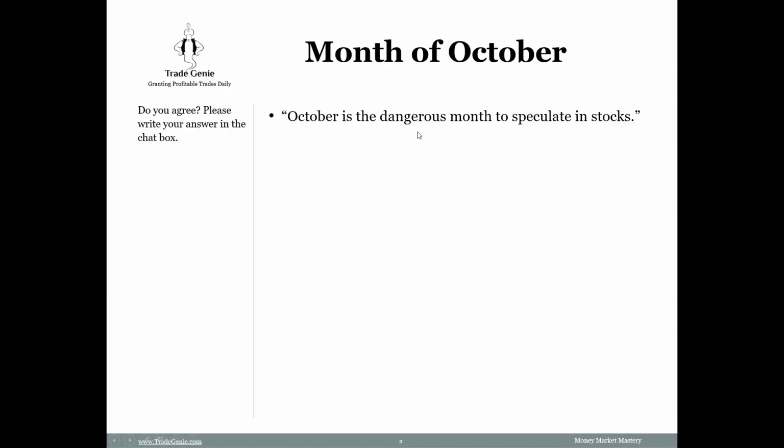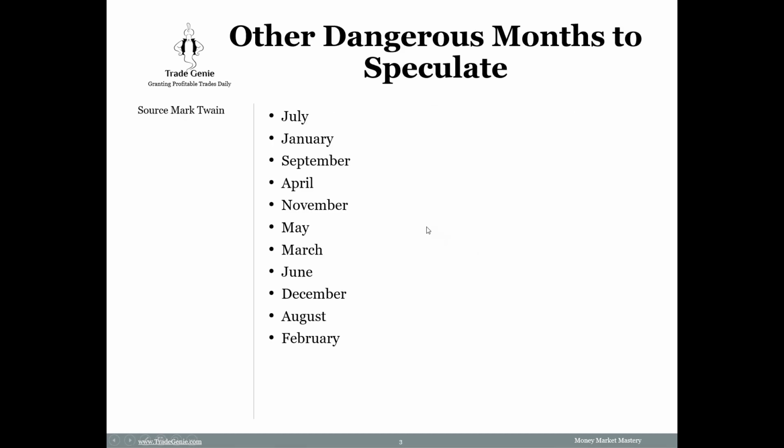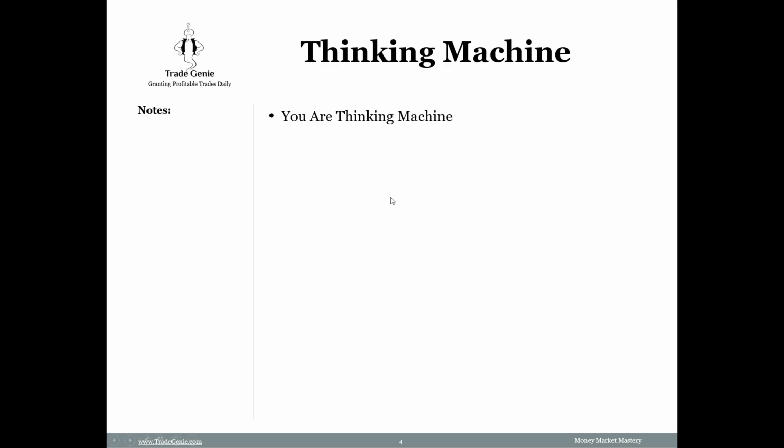This is what I found. October is the dangerous month to speculate in stocks, and the other dangerous months are July, January, September, April, November, May, March, June, December, August, February, and it's by Mark Twain. So many years ago, Mark Twain said that, right?